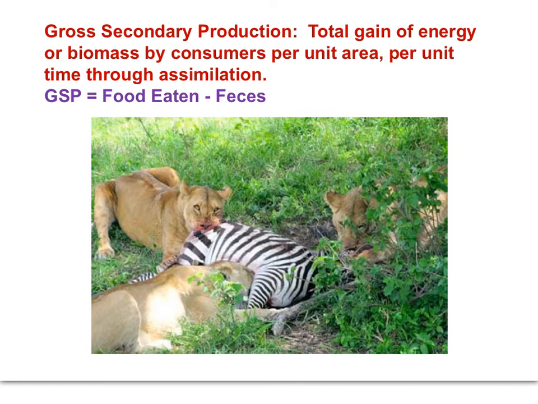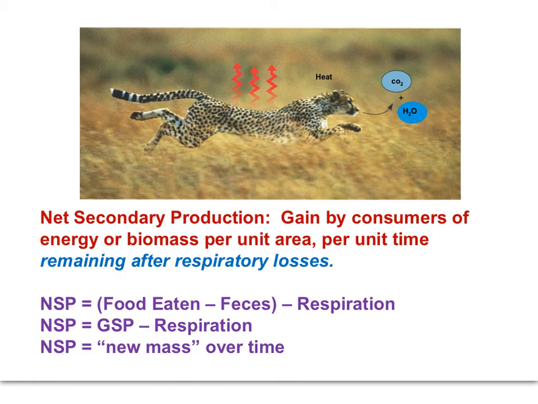Using this image of a lion feeding on a zebra, remember that feeding is not gross secondary production. Not all of what consumers ingest ends up in their bloodstream for metabolism. Some of the ingested food passes out in the feces. So gross secondary production is the total gain of energy or biomass by consumers per unit area, per unit time through assimilation. Gross secondary production is food eaten minus feces. Then once the consumers have taken up the energy and matter from the environment, this is the input, in other words, this is GSP, they use some for themselves by respiring, that's the output.